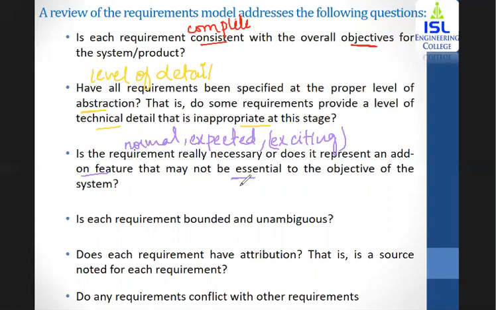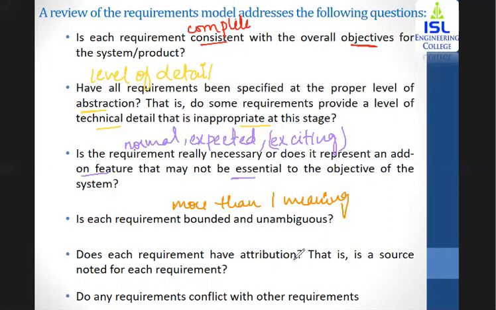The next is, is each requirement bounded and unambiguous? Now, what are unambiguous requirements? It means that one requirement does not have more than one meaning. And bounded means it is complete and it is fair. That is, each requirement is fair and it does not have more than one meaning. That is, it is unambiguous.